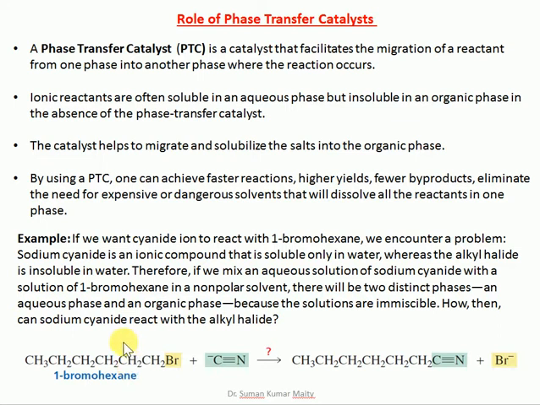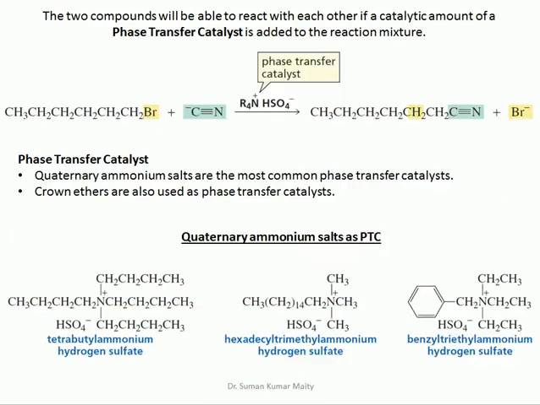Okay. Now, how will we do this reaction? There is a problem: the two phases are separated and the reactants are not interacting with each other. So the reaction is not happening under normal conditions. Now, if we use a phase transfer catalyst, suppose quaternary ammonium bisulfate, then the reaction happens. Here, quaternary ammonium bisulfate acts as a phase transfer catalyst.